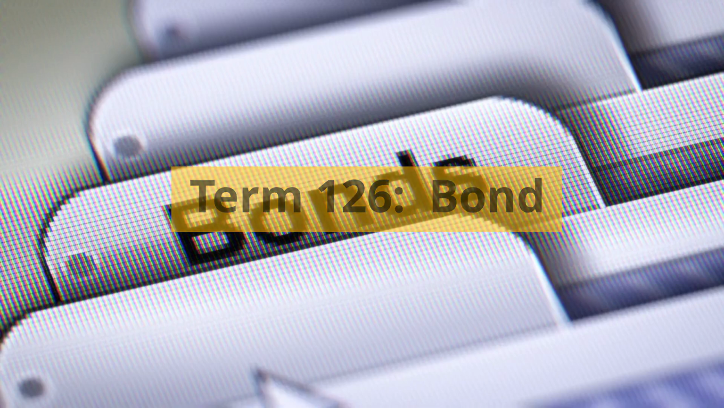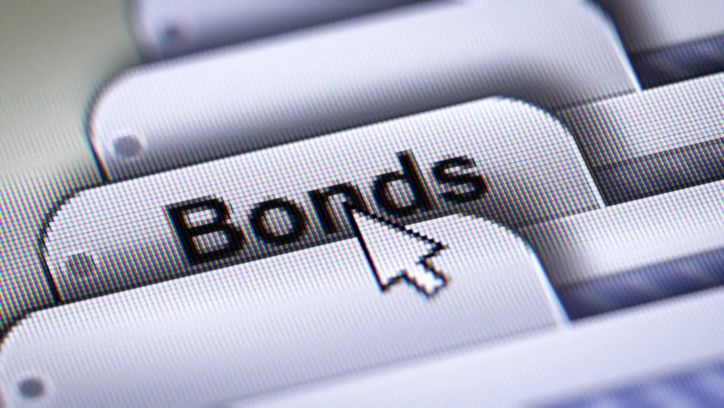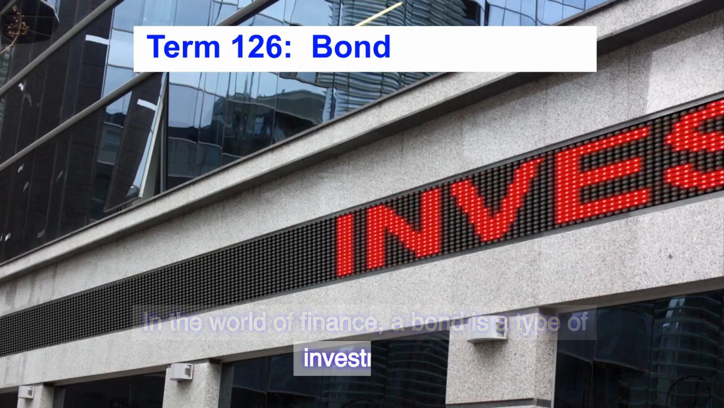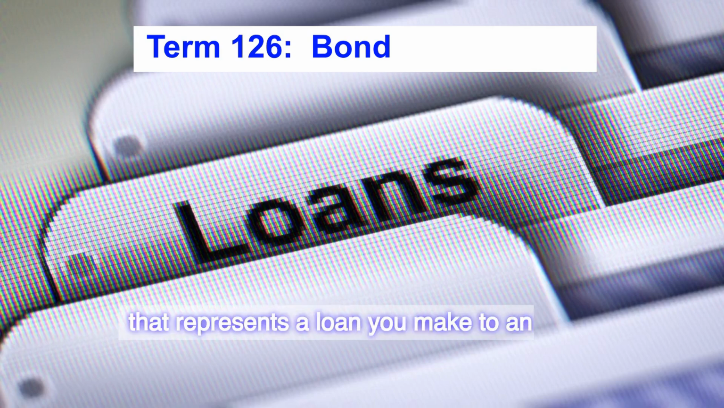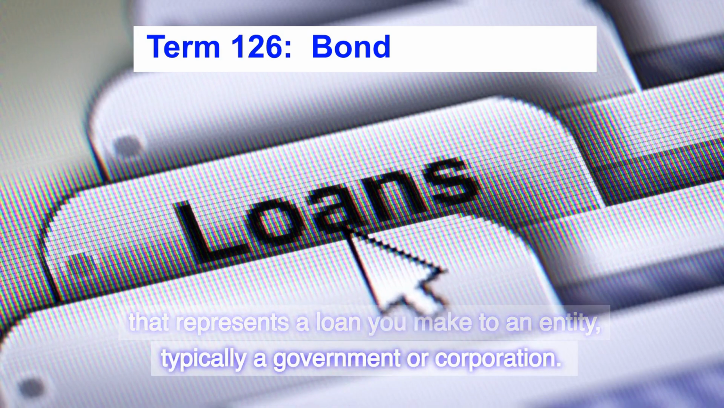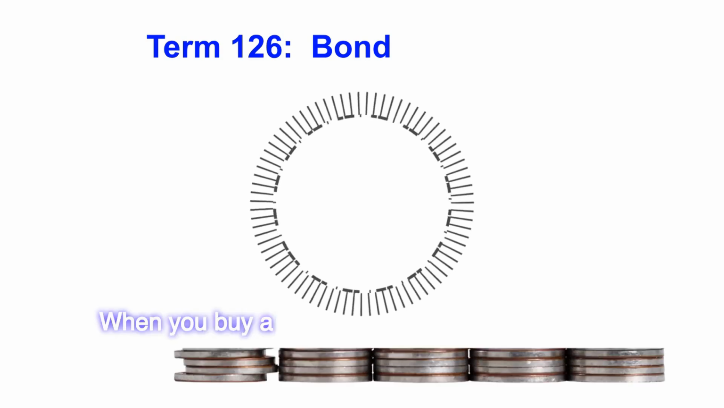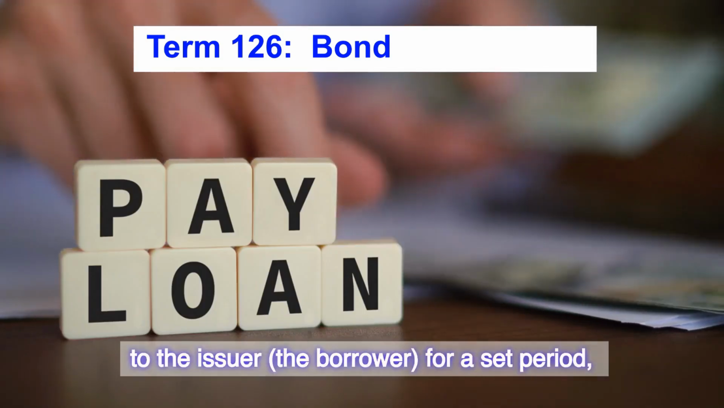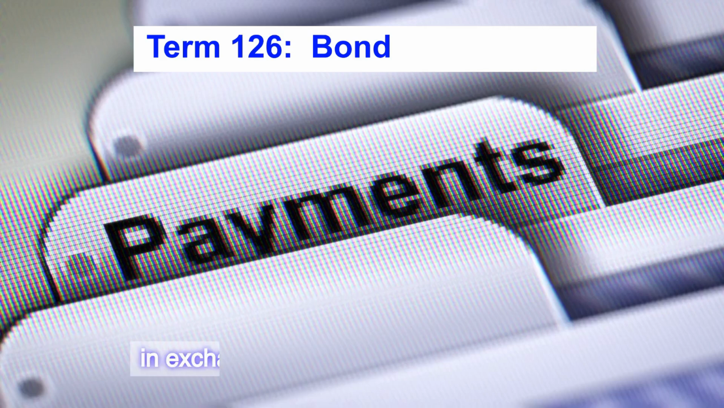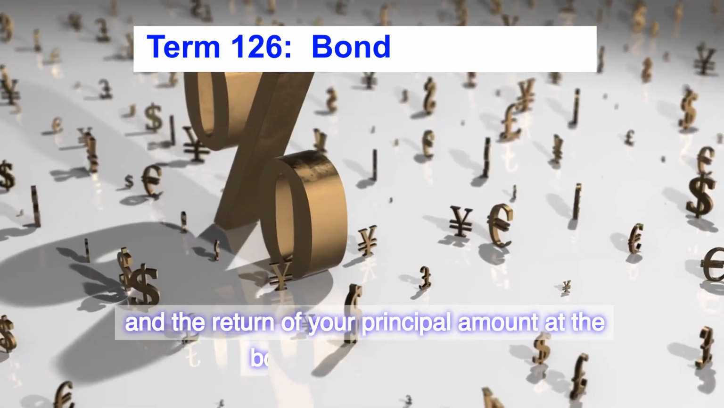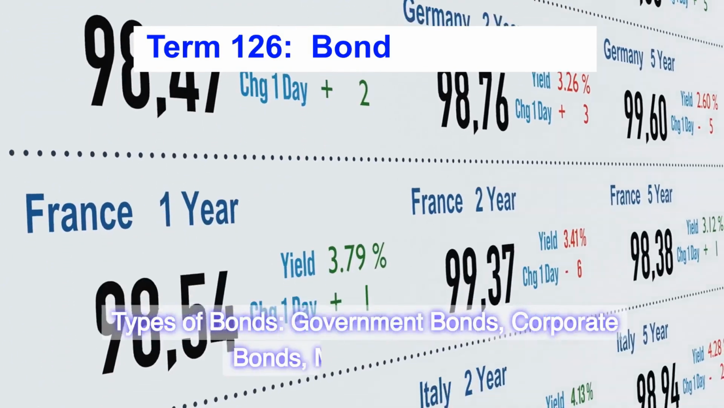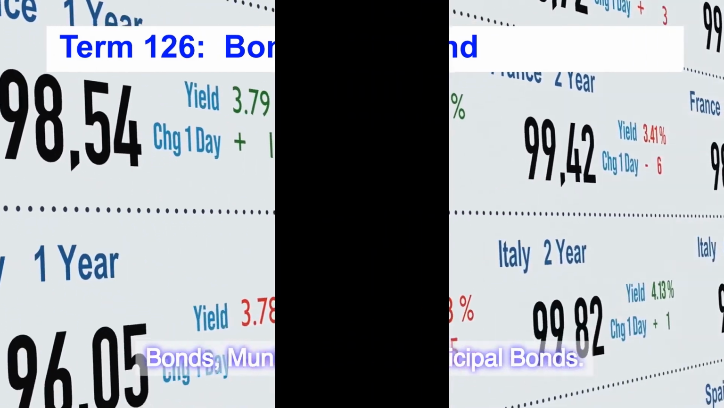Term 126, bond. In the world of finance, a bond is a type of investment that represents a loan you make to an entity, typically a government or corporation. When you buy a bond, you're essentially agreeing to lend money to the issuer, the borrower, for a set period, in exchange for regular interest payments and the return of your principal amount at the bond's maturity date. Types of bonds: government bonds, corporate bonds, municipal bonds.